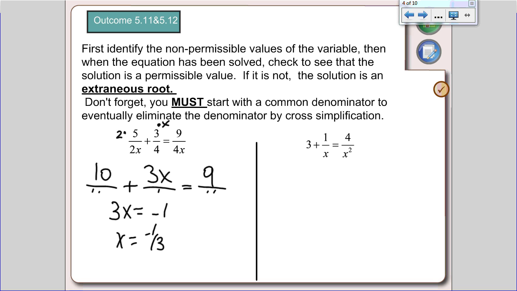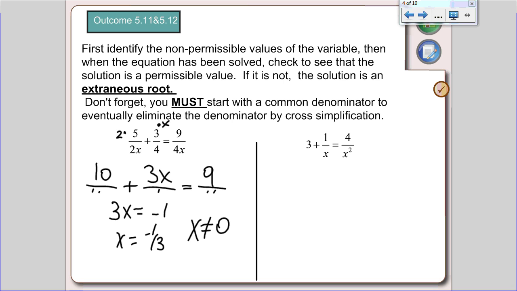0. Why is it 0, Dante? Exactly. If you look back to the beginning, you can't divide by 0. 4 times anything that's a 0 would be 0. So x can't be 0. In this question, is x 0? No. It's negative 1/3. So your answer's good. If it wasn't good, that's when you would have an extraneous root. Remember that? Exactly. That would be a solution that wouldn't work.